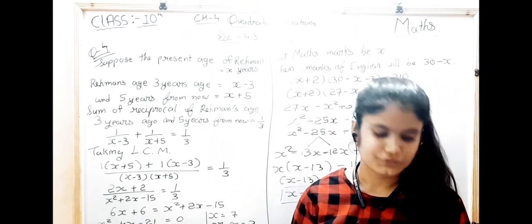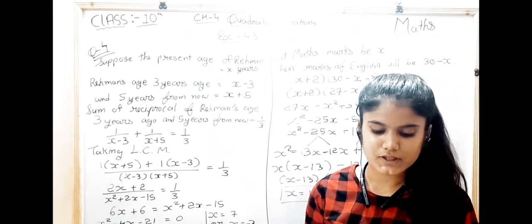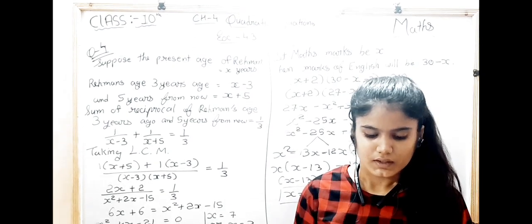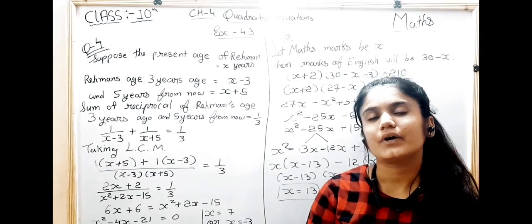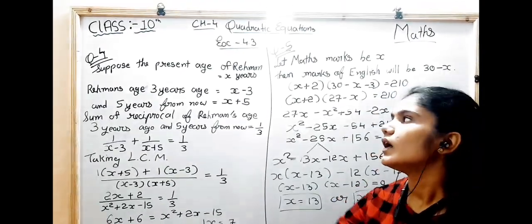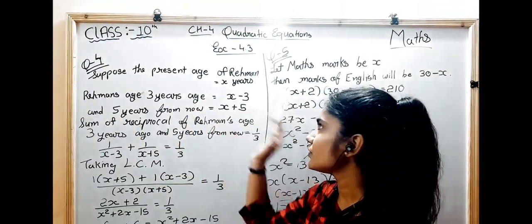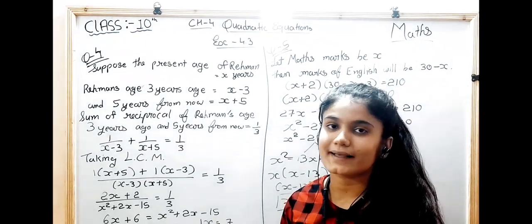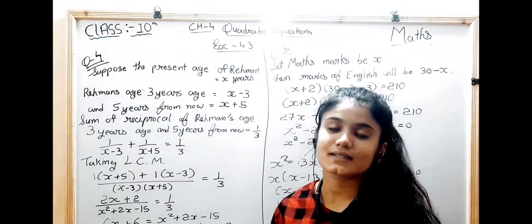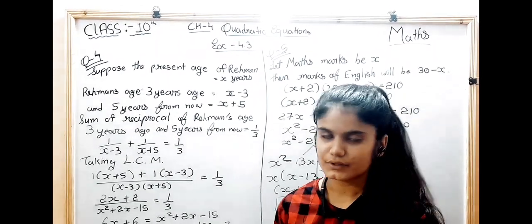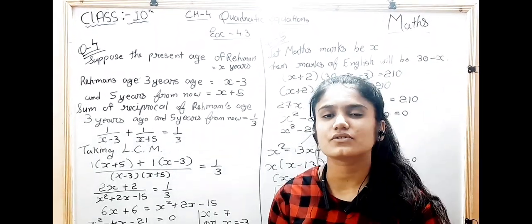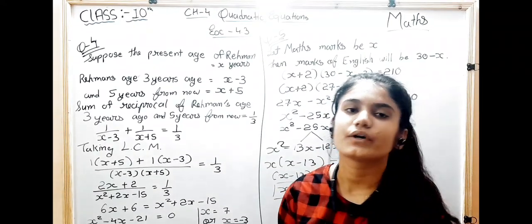In question number 4, it is given that the sum of reciprocals of Riemann's age 3 years ago and 5 years from now is 1 upon 3. Find his present age. First, we suppose the present age of Riemann is x years. Riemann's age 3 years ago was x minus 3 and 5 years from now is x plus 5. The sum of these two reciprocals is equal to 1 upon 3.